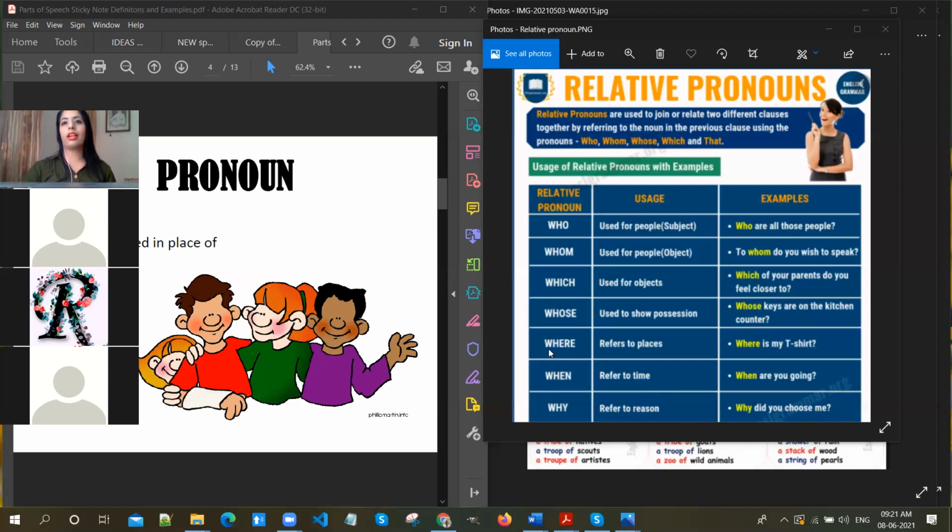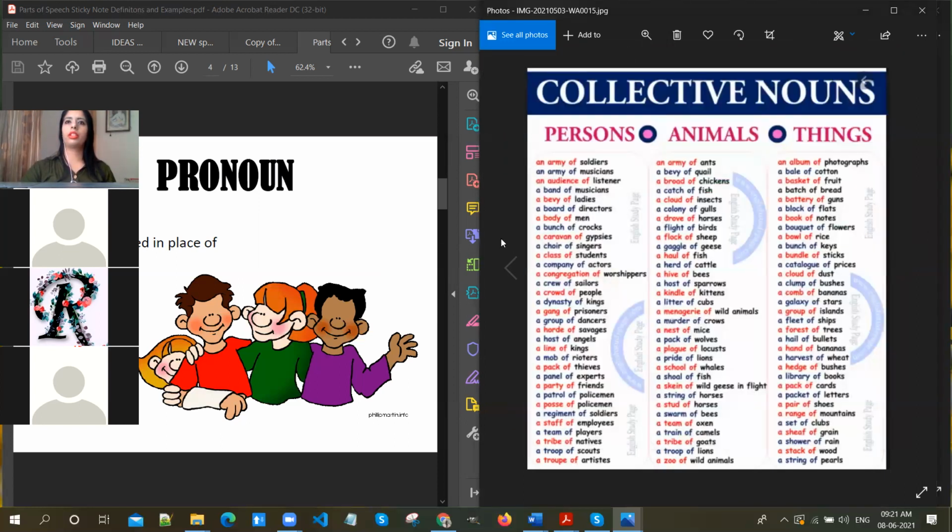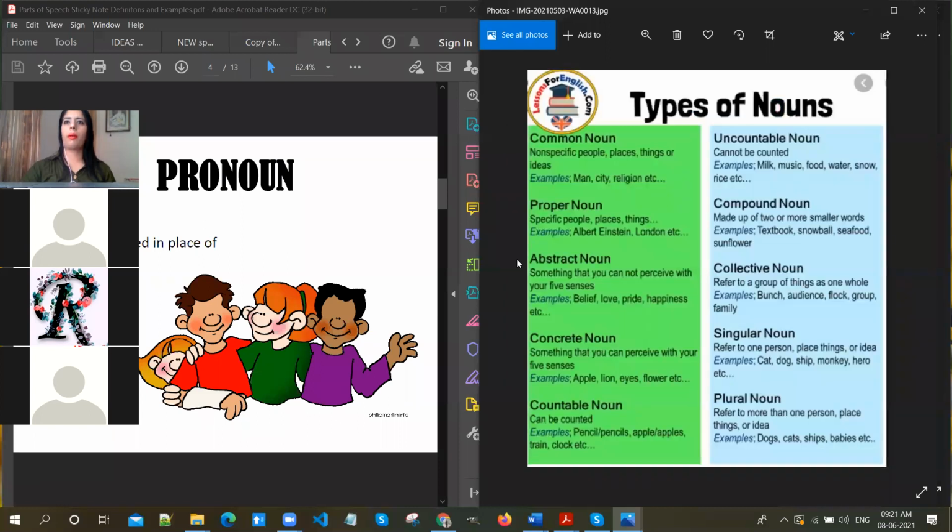So again, these are the relative pronouns. You can use these pronouns to join two or different clauses together in a sentence. Mostly you use which and that, but try to use who, whom, when, why, all these other relative pronouns as well. So next, these are again the collective nouns.